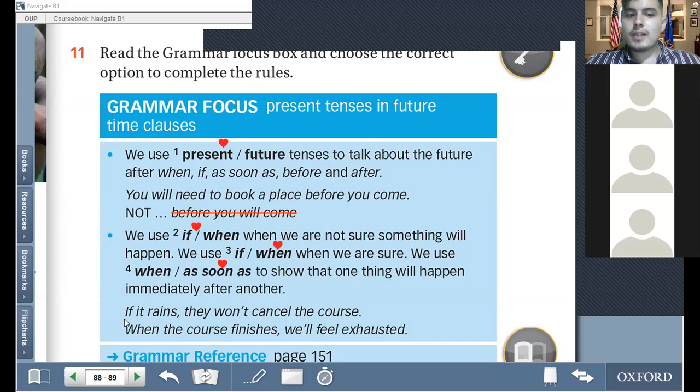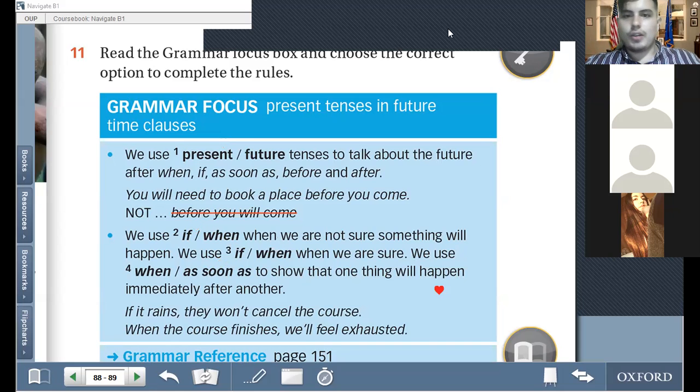Remember that when we start with if, as soon as, when, before, and so on, we need to place a comma in the middle of the clauses, right? But what happens if I start with the result? Do I need a comma? No. It is not necessary, okay? So don't forget it. All right, let me clear all my drawings.